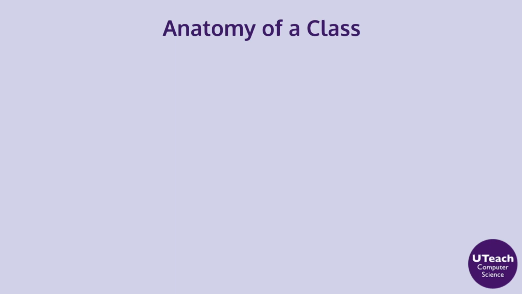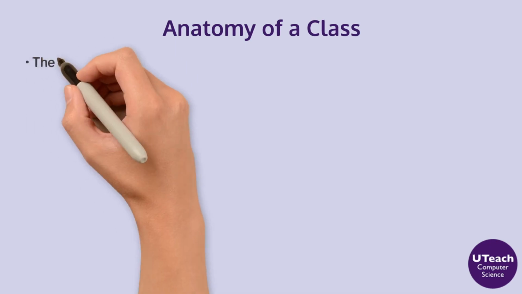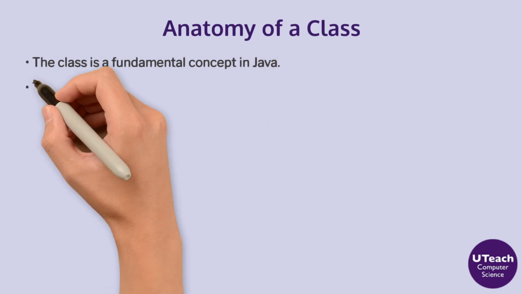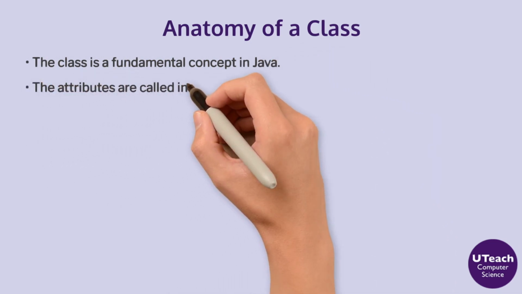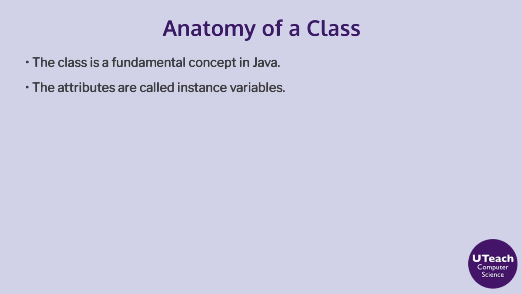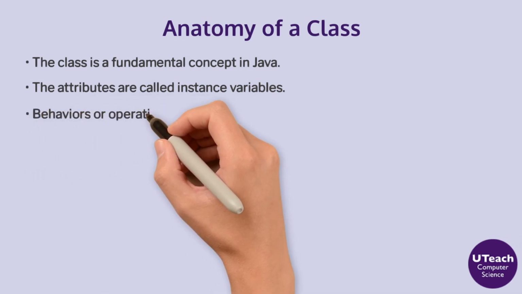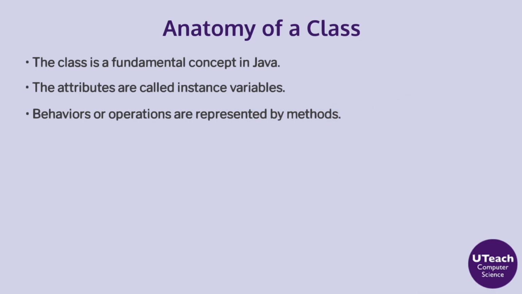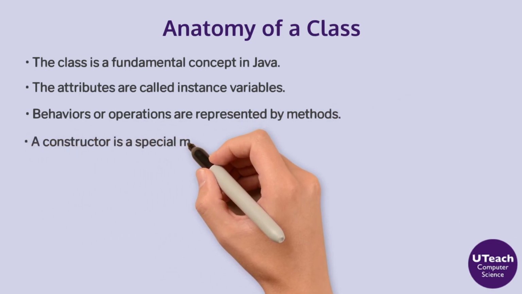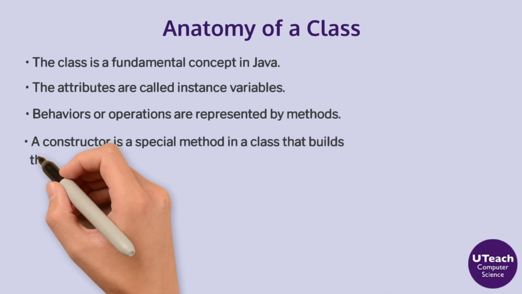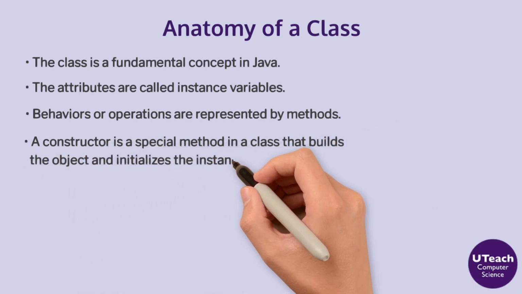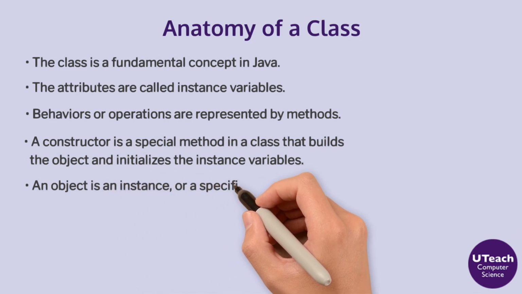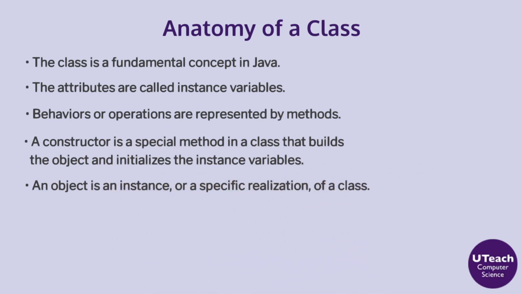To recap, anatomy of a class. The class is a fundamental concept in Java. The attributes are called instance variables. Behaviors or operations are represented by methods. A constructor is a special method in a class that builds the object and initializes the instance variables. An object is an instance or a specific realization of a class.